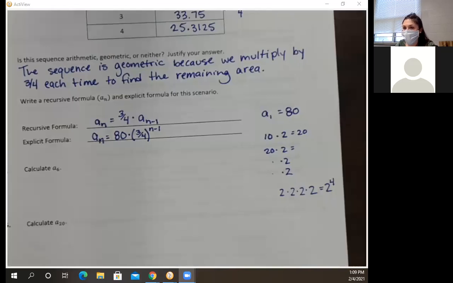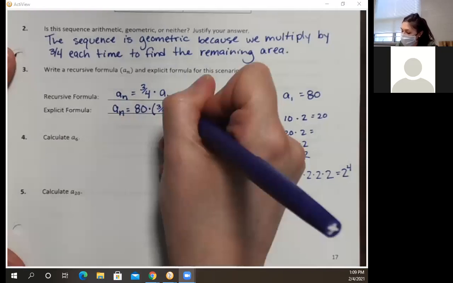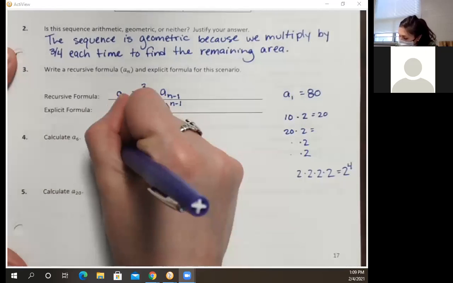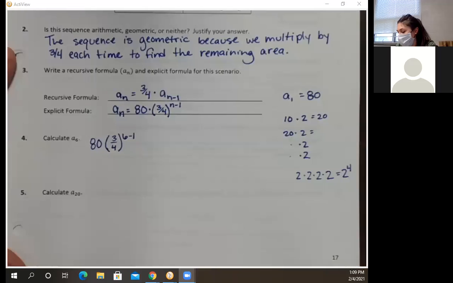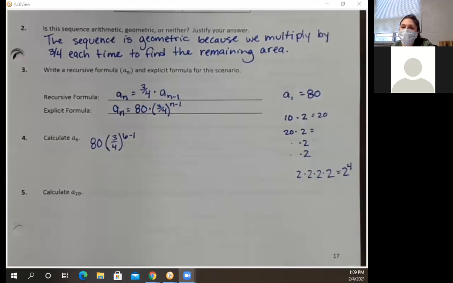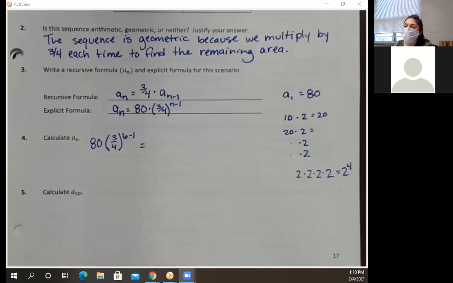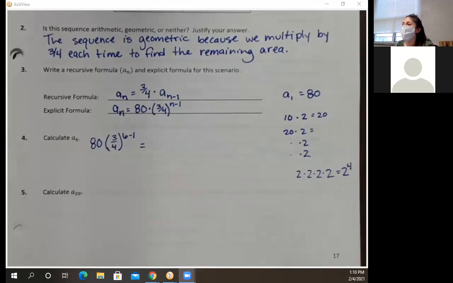Looks like an exponent. So now let's find a couple of those future terms. If we find our sixth term here, that means we're going to plug 6 in for n. So this would be 80 times 3/4 to the 6 minus 1. Be careful as you type these in your calculator. I would throw that fraction in parentheses just like we did the other day. So we make sure we tell our calculator it's the whole fraction that gets the exponent, not just the 3. And then for these guys, you're going to get some bigger decimals. So go ahead and round to 2 decimal places for me.